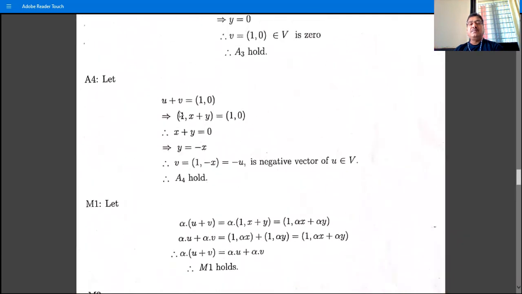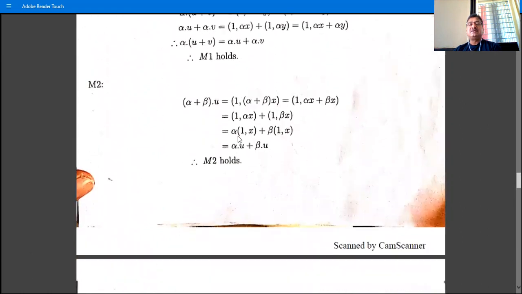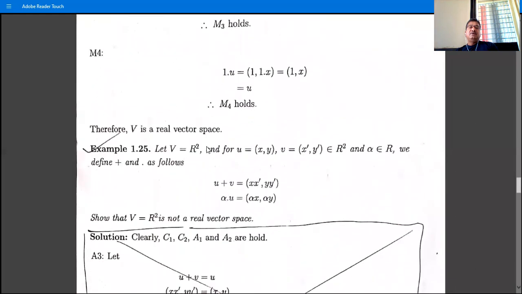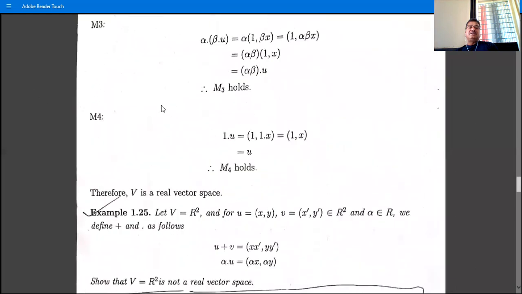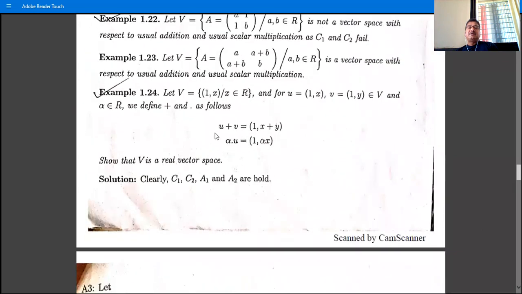And the negative of each element: if U is the element (1, x), then its negative is (1, minus x). So it belongs to the set. So this is the proof of M1, M2, M3, M4. All the 10 properties are satisfied for this set, and therefore this set V is a vector space.